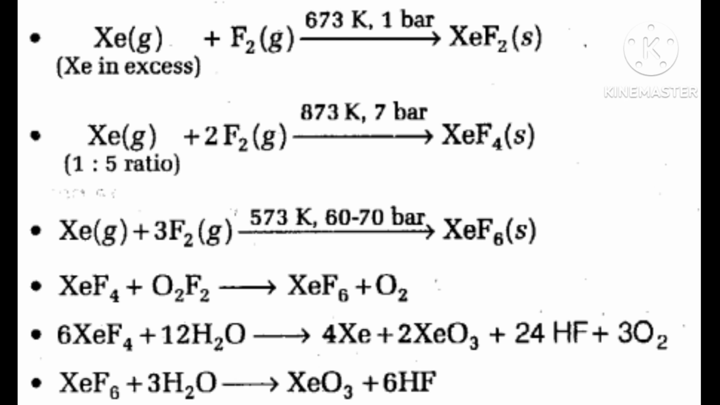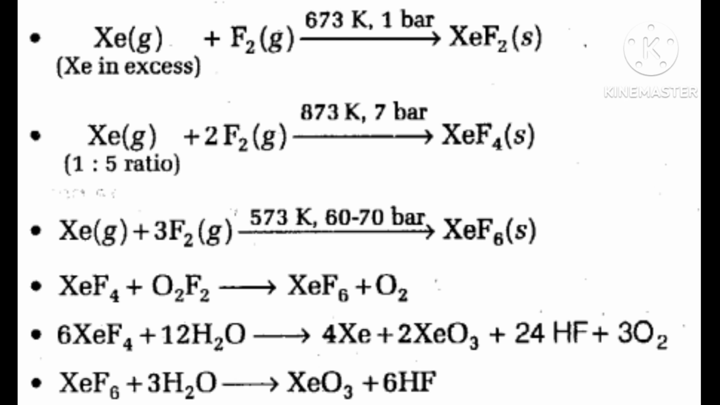No true compounds. Only for xenon, krypton and radon, and of these, the main one is xenon. Then, what are the compounds? I will tell you about the compounds formed by xenon and fluorine. These are the main compounds. Three compounds are common.